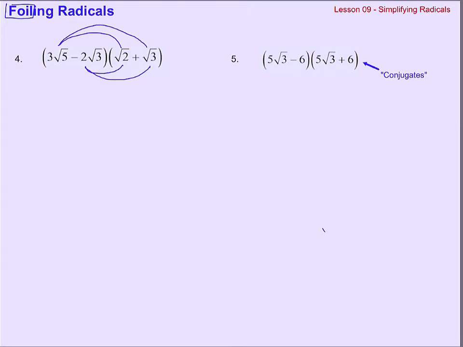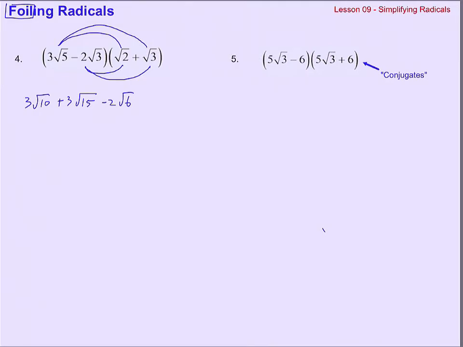When I multiply 3 root 5 times root 2, remember, you can multiply a radicand times a radicand. And I can multiply 3 root 5 times root 3. I can multiply the radicand times a radicand. And now I'm finished distributing the 3 root 5. I'm now going to distribute the negative 2 root 3. Negative 2 root 3 times root 2 is negative 2 times the square root of 6.